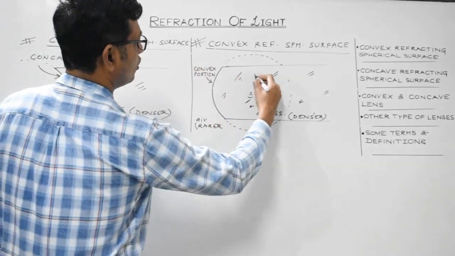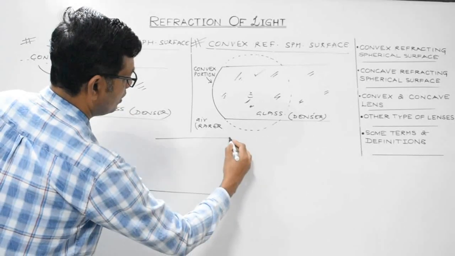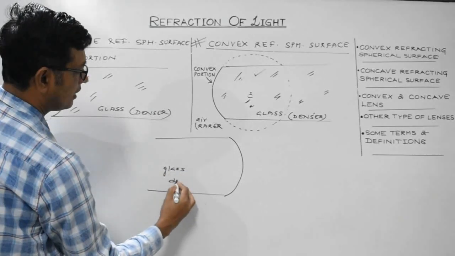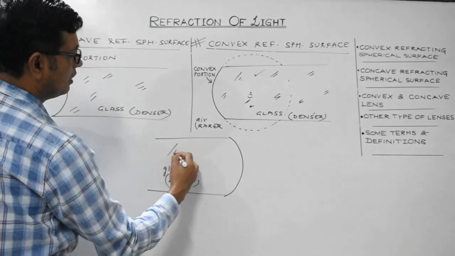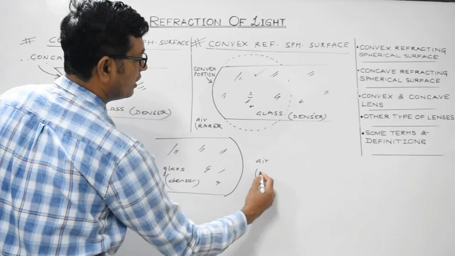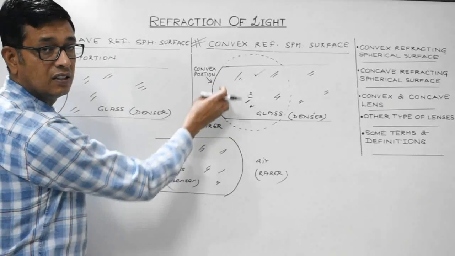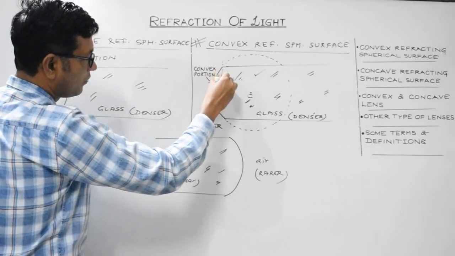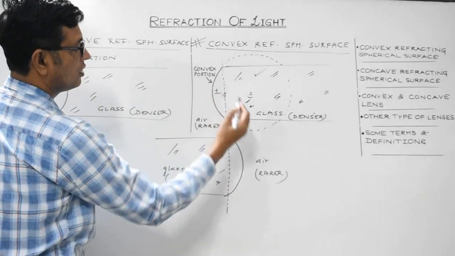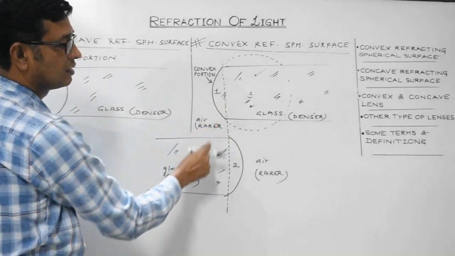Look, this is a convex surface. This one is again a convex surface. Like this. This is glass, so it will act as a denser medium. And its convex portion is also towards the rarer medium, towards air. So, these two are convex refracting spherical surfaces. Now, suppose we consider these two portions. This is the first portion, this is the second portion. Both the portions are convex refracting spherical surfaces.